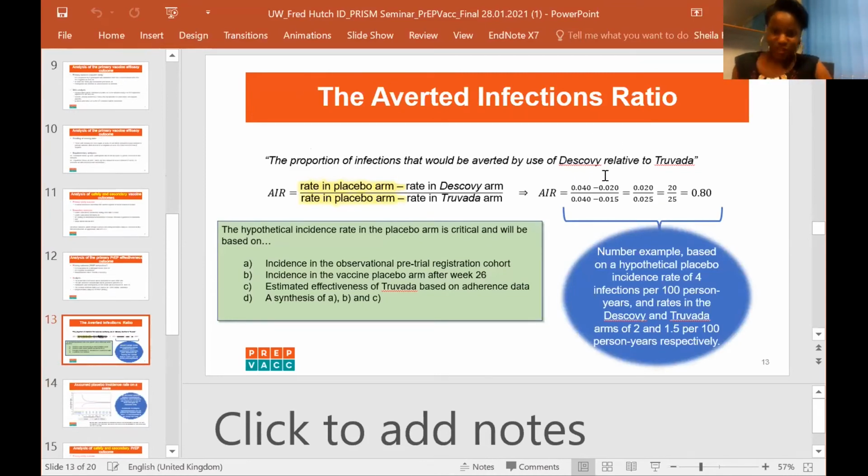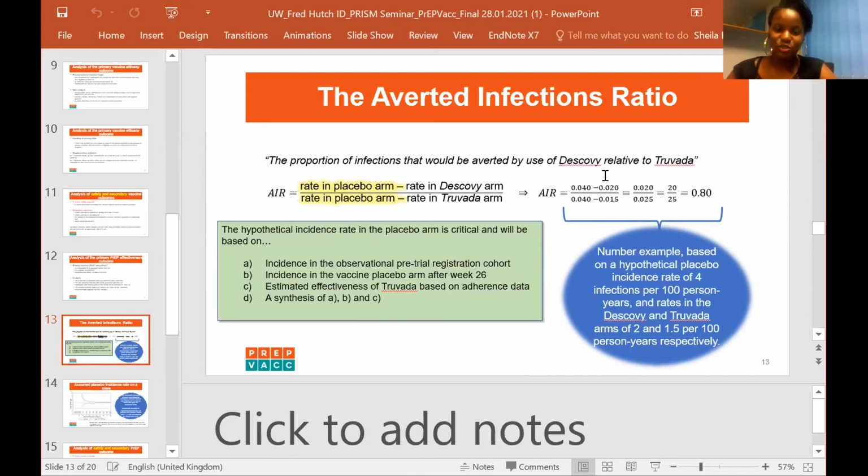So the averted infections ratio, I hope by now most of us are a bit familiar with this ratio. In a nutshell, it's the proportion of infections that should be averted by using Descovy relative to using Truvada. It's almost similar to a normal incidence rate ratio, except for its addition of the rate in the placebo arm. And if the two arms are similar, the averted infections ratio would be 1. If the Descovy arm is a weaker arm and has a higher HIV incidence, the averted infections ratio would be less than 1, and so on and so forth.